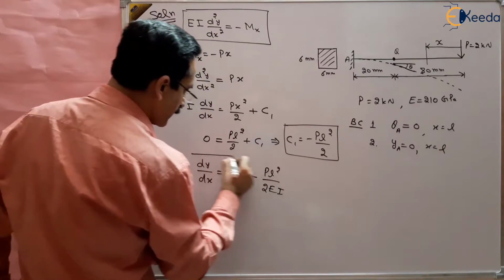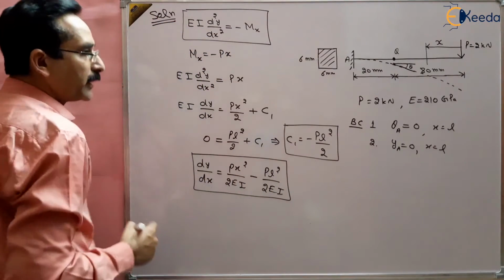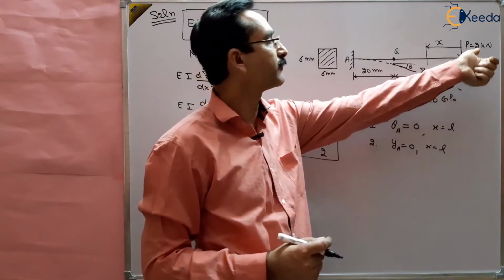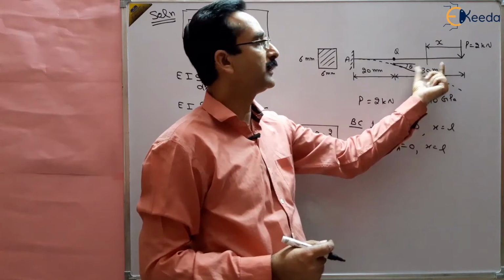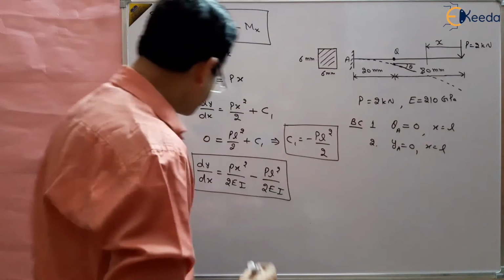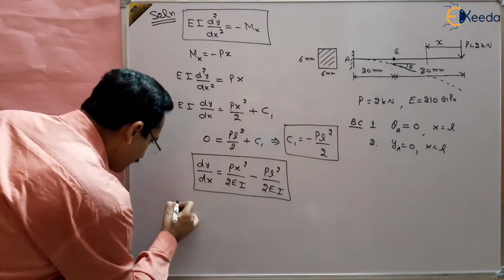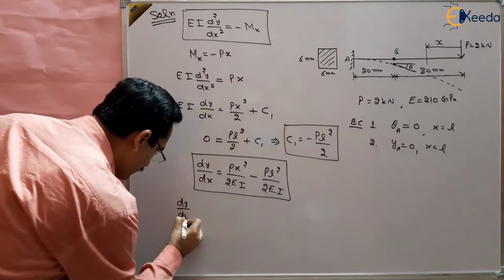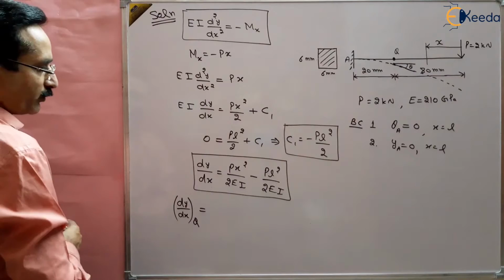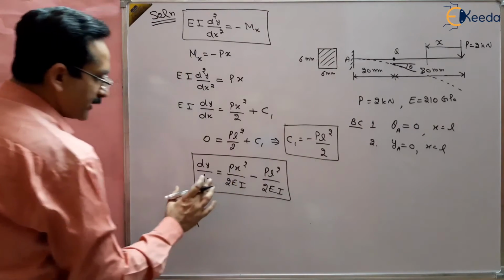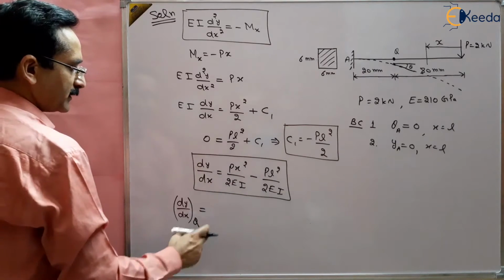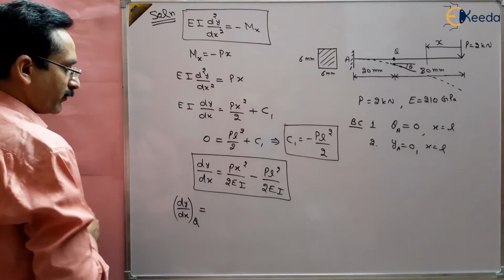This is the slope, and we have to find out the slope at x equal to 80 millimeter, because we are taking x from the free end. So we take 80 millimeter, not 20 millimeter, because 20 millimeter is from the fixed end. So dy by dx at point Q will be equal to, we have to take all the dimensions the same. If we are taking x in millimeter, then E should be in megapascal and I should be in millimeter to the power 4.